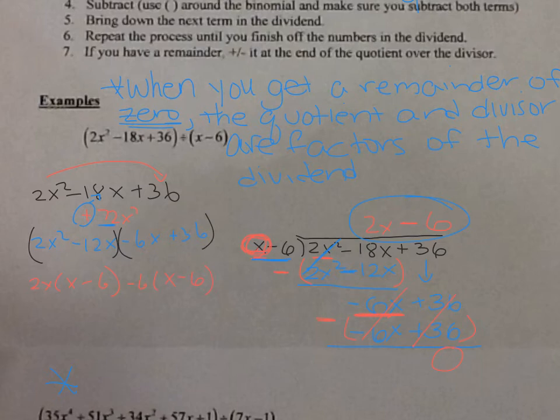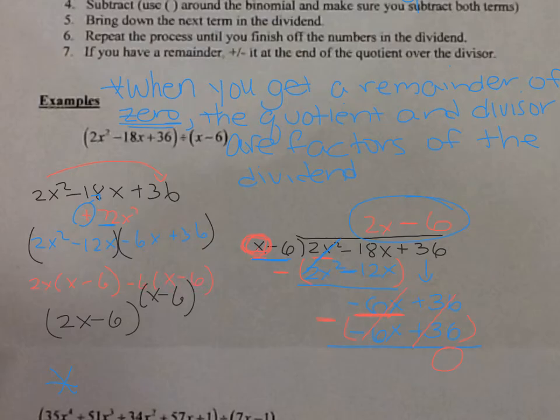And then my factors would be 2x minus 6, which is my quotient that I got over here. And my other factor is x minus 6, which is actually, the x minus 6 was my divisor. This is only true, though, when I have a remainder of 0. Okay? All right, so let's try another one.